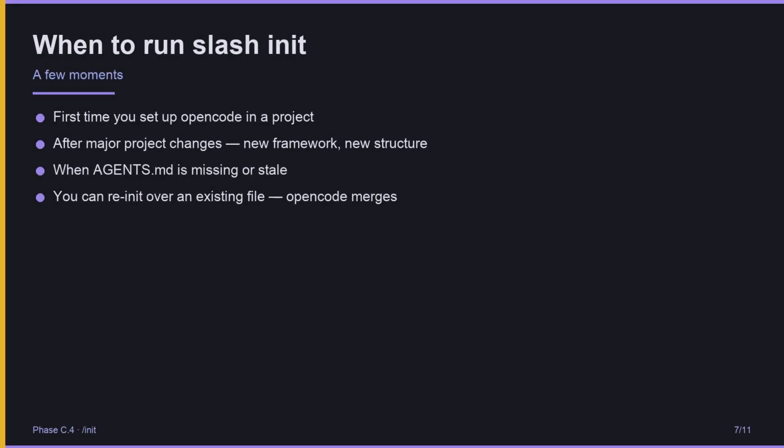When should you run /init? First time you set up OpenCode in a project. After major project changes, new framework, new structure. When agents.md is missing or stale. You can re-init over an existing file. OpenCode will merge intelligently rather than overwrite. But always review the merge before committing.